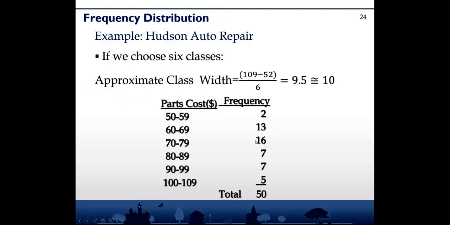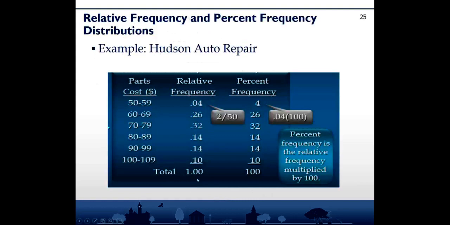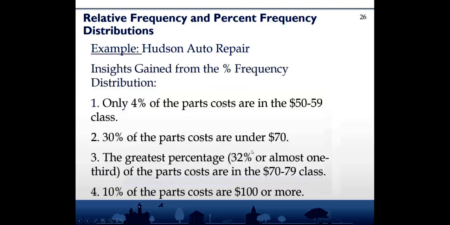Frequency distribution gives the number of observations in each of the several non-overlapping classes. We have 16 in this price range, 5 in this price range. This is the relative frequency and the percent frequency distributions. And these are the insights we gain from the frequency distribution.